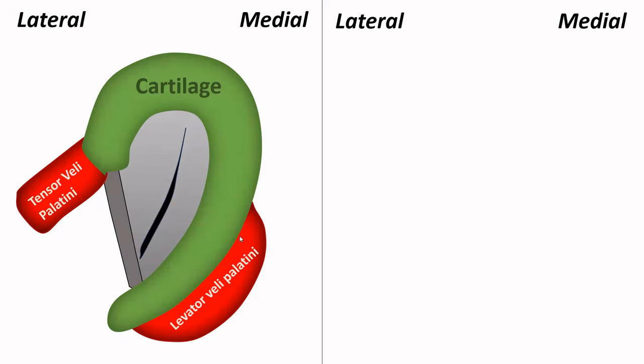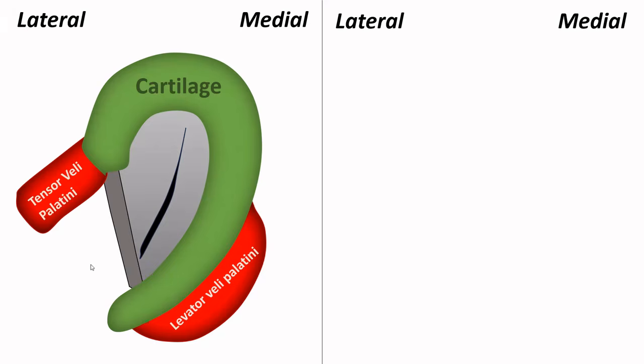So normally the lumen of the Eustachian tube is surrounded by cartilage, and this cartilage is C-shaped or hook-shaped if you want. We have the levator veli palatini inserting on the medio-inferior part of the cartilage, and we have the tensor veli palatini inserting on the smaller lateral hook of the cartilage.